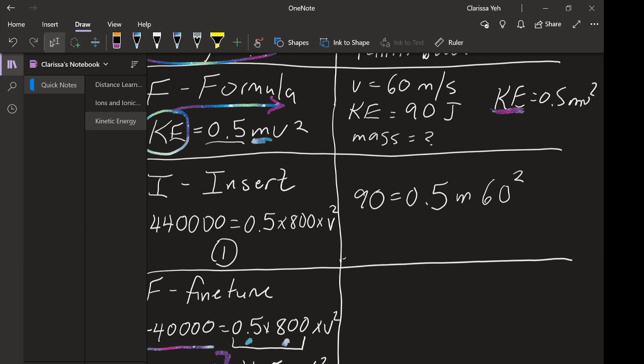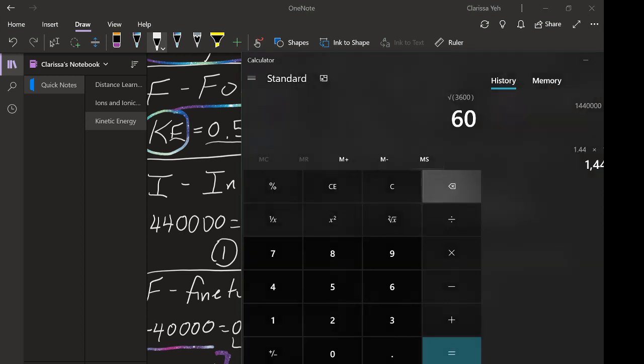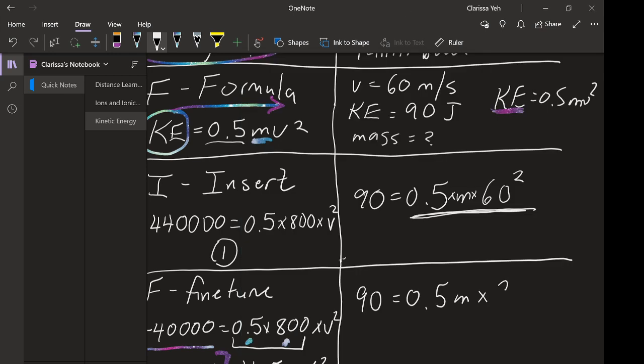So on my right hand side, as you notice, it looks a bit confusing, so I have a lot of cleanup to do. To make it easy for myself, the one thing that I'm going to do is square the 60 first. So 90 equals 0.5 m, and then these are all times done, remember. So just to make it clearer, 60 squared is 3,600.